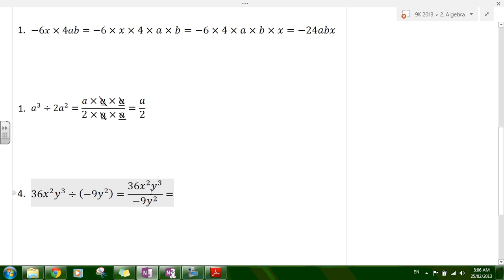Now I can write it expanding out. So I'm going to expand out these powers. I'm going to say, okay, this is x times x instead of x squared, and then y times y times y instead of y cubed, etc. So what we're going to end up with is 36 times x times x times y times y times y, over minus 9 times y times y. That's what we end up with. I've expanded this out and just written it like that.